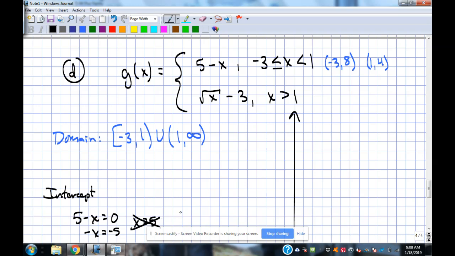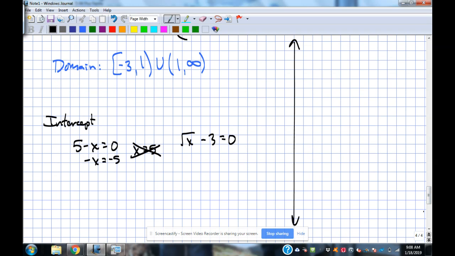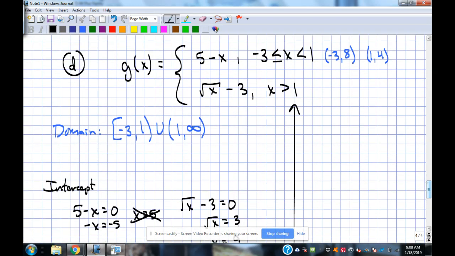Okay? If I set square root of x minus 3 equal to 0, I get square root of x is equal to 3. How do I get rid of the square root? Square. Is 9 in the domain for that piece? 9 is greater than 1. So that means, hey, (9, 0) is an intercept.